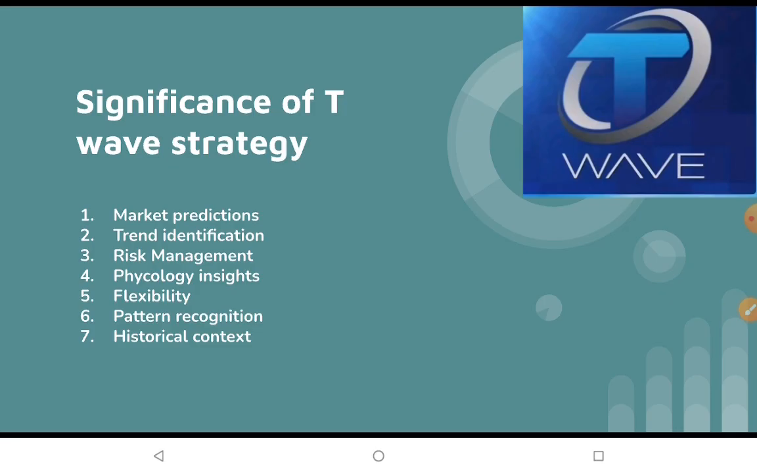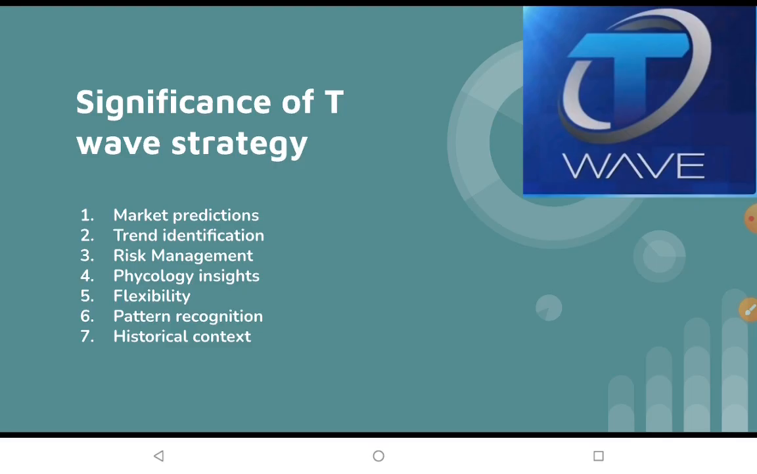Another one is the historical context. Understanding past wave formations can provide insights for future market behavior. If you understand the history of what has happened before, if a wave has formed before, then we expect it to form again. That's technical analysis. What tends to happen before is bound to happen again. So we can use that to learn from historical trends.